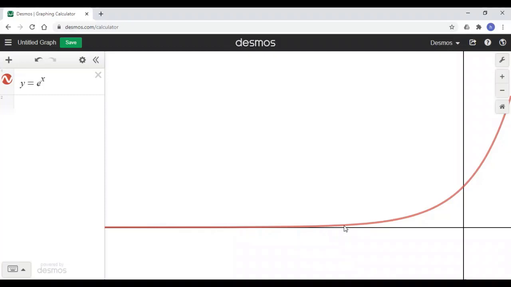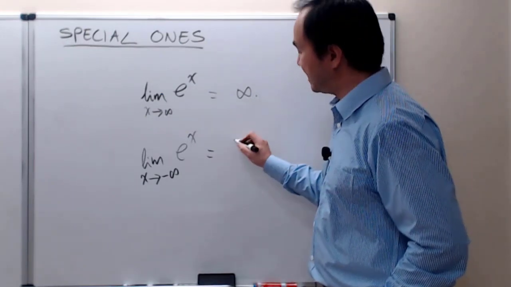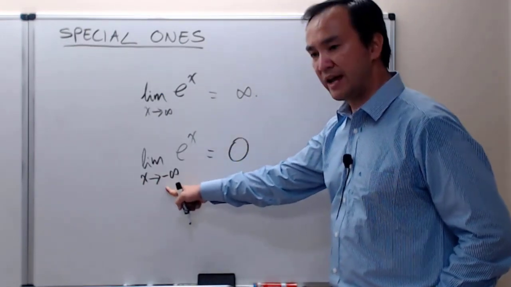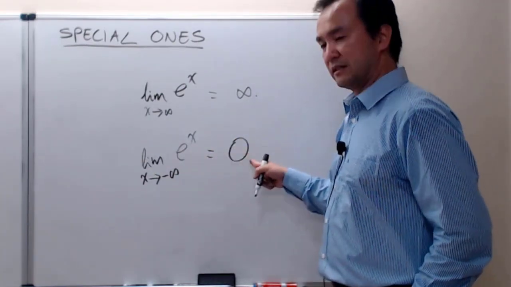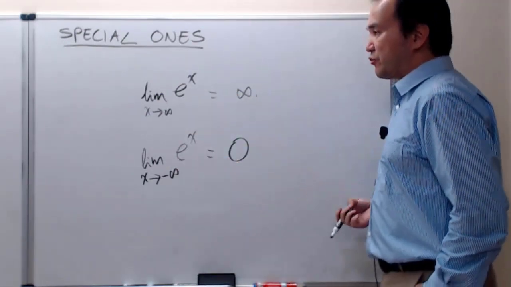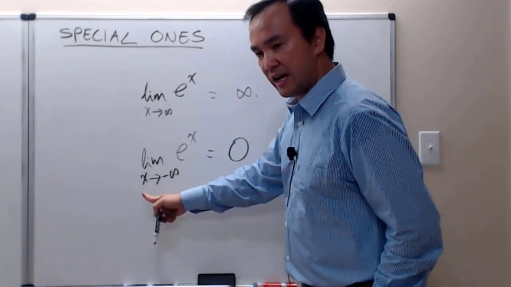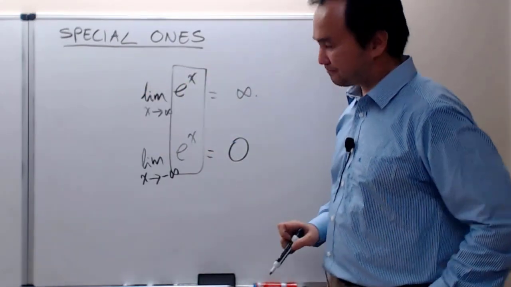So now we can make a final conclusion that the limit is going to be 0. As x is getting to negative infinity for e to the x, this function has limit going to 0. So these are the two special ones I want to introduce so far, the right-hand and left-hand behaviors of our e to the x function.